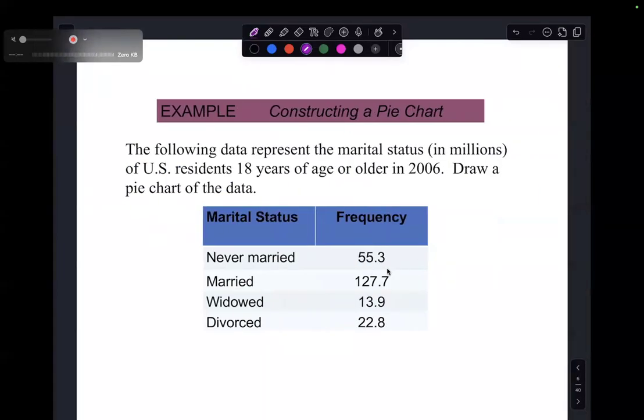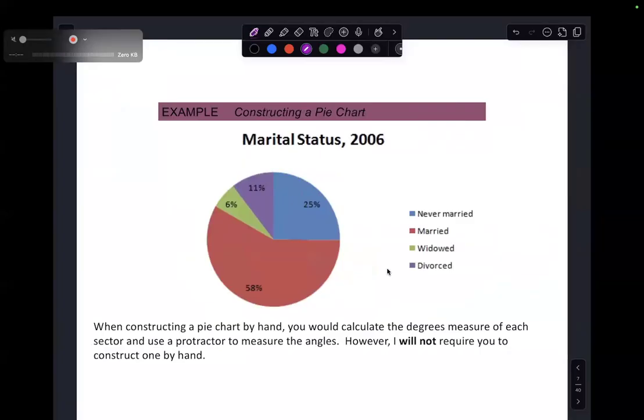Let me show you. Okay, so we're going to take just the 2006 data of the marital status of US residents 18 and older, and we're going to put it in a pie chart. So there we go. Now, when I see pie charts, I like it when the percents are on there because it's not quite as meaningful if it doesn't tell you what percent are in each category. So this is nice and meaningful because I can see 58% are married. I can see 6% are widowed.